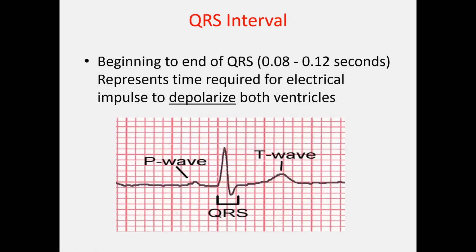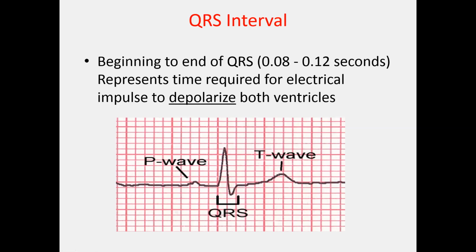If it's between 2 and 3 little boxes, we call that a narrow QRS. If you have a narrow QRS, you know that that beat is being initiated somewhere in the atria. Because if it's being initiated in the ventricles, that QRS is going to be wide and bizarre. So if the beat is being initiated in the atria, that QRS is going to be narrow. It's going to be between 0.08 and 0.12 seconds, so somewhere between 2 and 3 little boxes.